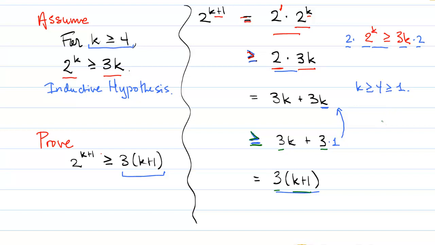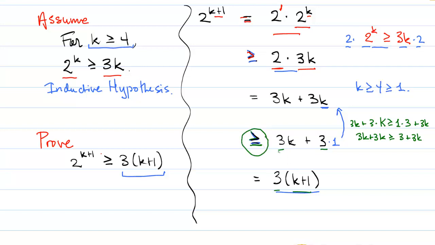Looking at it a different way, we can start with the inequality that k is greater than or equal to 1 and multiply both sides times 3. Since the multiplier 3 is positive, the inequality still holds. Then we can add 3k to both sides. The resulting inequality says that 3k plus 3k is greater than or equal to 3 plus 3k. And this is exactly the inequality that's used in this step of the proof.